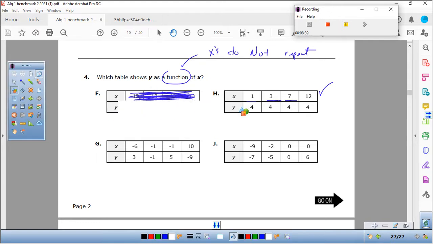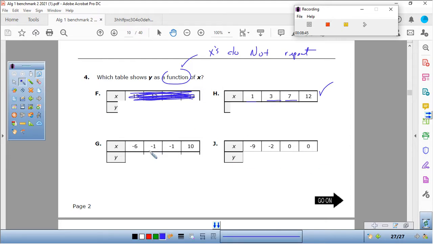You see, I'm not even looking at this, guys. I don't care about this, I don't care about that. I'm going to the top. X's do not repeat. Function.